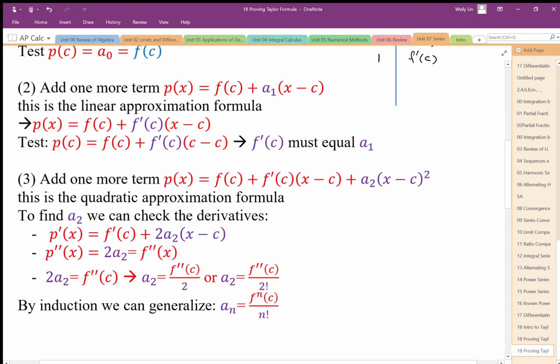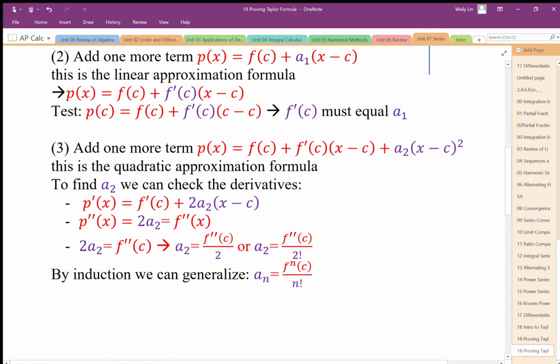And I'm going to do that by differentiating this. And why am I differentiating? Well, differentiating lets me figure out what this a2 is going to become. So if I differentiate this expression, I'm going to get rid of the f of c. That's a constant. And I'm going to be left with f prime of c, because that's the slope on this linear term. And then when I differentiate, I get 2a2 times x minus c.